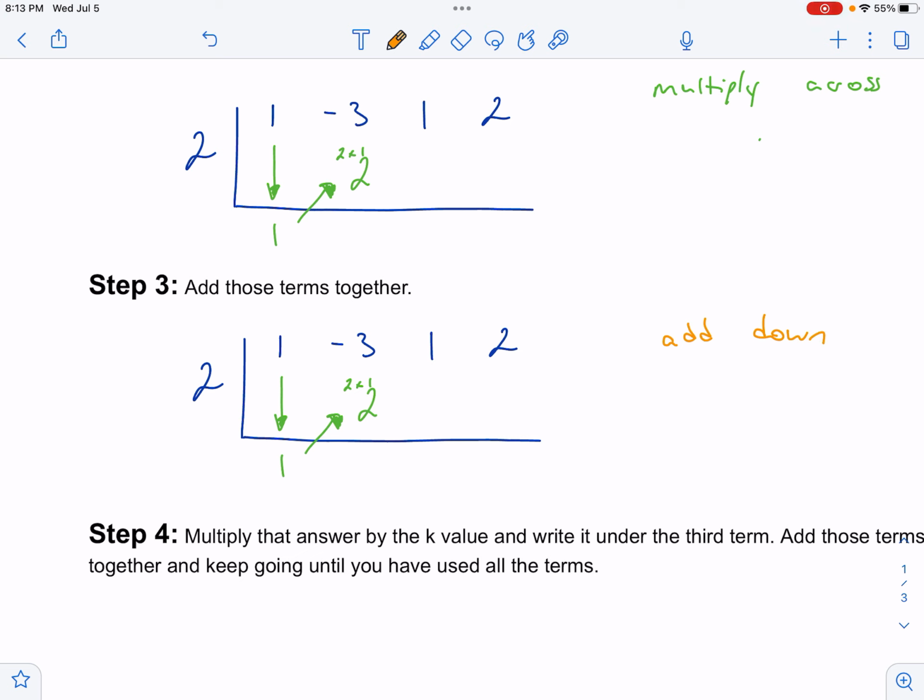So our first direction we multiplied across. I'm going to add down. Negative 3 plus 2 is negative 1.